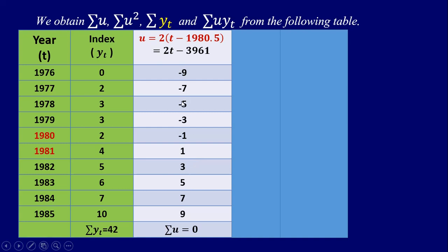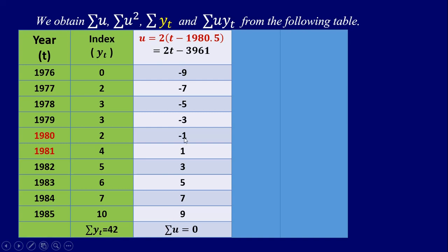So it is easy for calculation if we find summation u. Adding all these values, 9 minus 9, 7 minus 7, 5 minus 5, 3 minus 3, 1 minus 1, adding all these values we get 0. So summation u is 0, and this reduces our calculation.